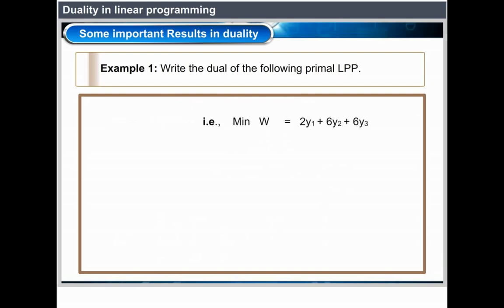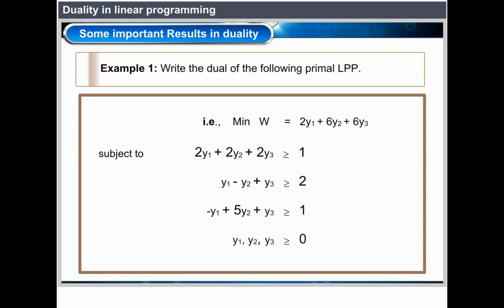That is, minimize W equals 2y1 plus 6y2 plus 6y3 subject to 2y1 plus 2y2 plus 4y3 greater than or equal to 1, y1 minus y2 plus y3 greater than or equal to 2, minus y1 plus 5y2 plus y3 greater than or equal to 1, and y1, y2, y3 greater than or equal to 0.